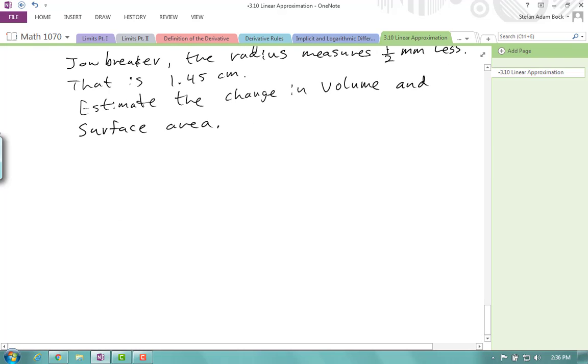So what happened was our old radius was 1.5, and our new radius is 1.45. And for these problems, you should always be dealing with new minus old. I get minus 0.05. That right there, that is my delta r. That is the change in my radius. It's negative because my radius is shrinking. It got smaller, so I have a negative change.